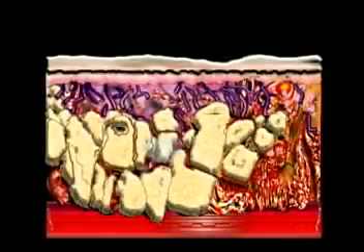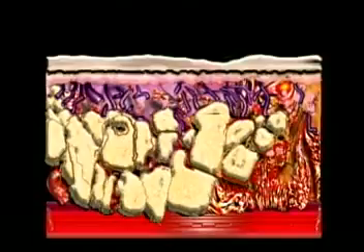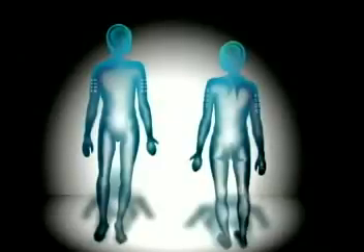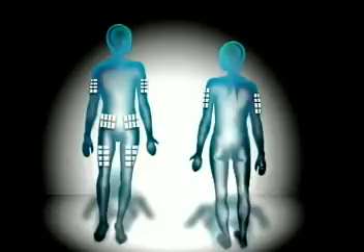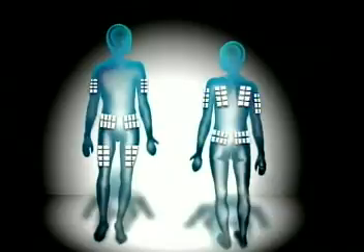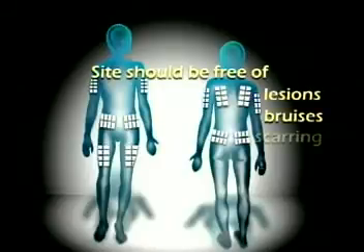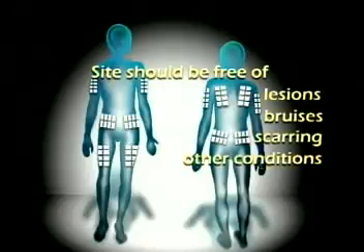A subcutaneous injection deposits medication into the subcutaneous tissue. The subcutaneous tissue typically has fewer blood vessels than muscle. Sites for subcutaneous injections are the vascular areas of the outer aspect of the upper arm, the abdomen, the anterior aspects of the thighs, the scapular region of the upper back, and the upper ventral or dorsal gluteal areas. The site should be free of any lesions, bruises, scarring, or conditions that may interfere with absorption.